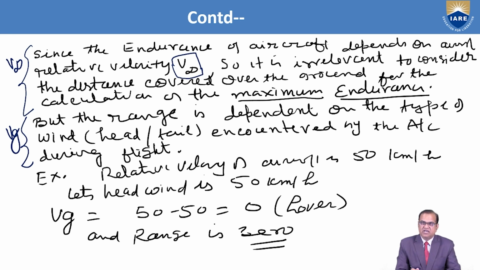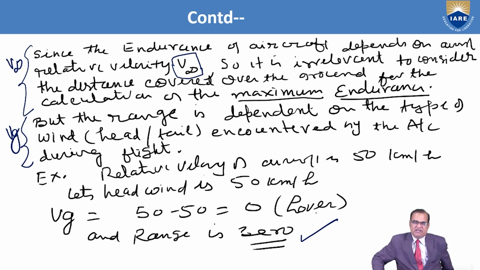So Vg will be 50 minus 50, which is equal to 0. It means your aircraft is hovering and the range is 0. So your range will be 0. This you have to understand, that range will be 0 if the relative velocity and the headwind are the same. But endurance will not be affected. It depends upon the 50 only.